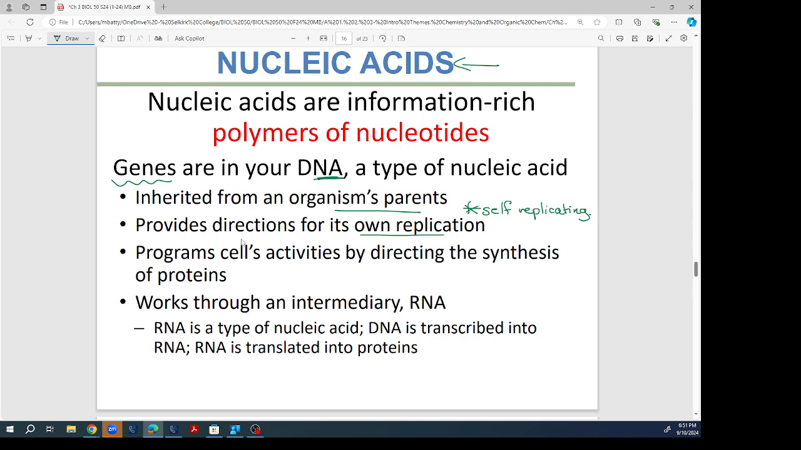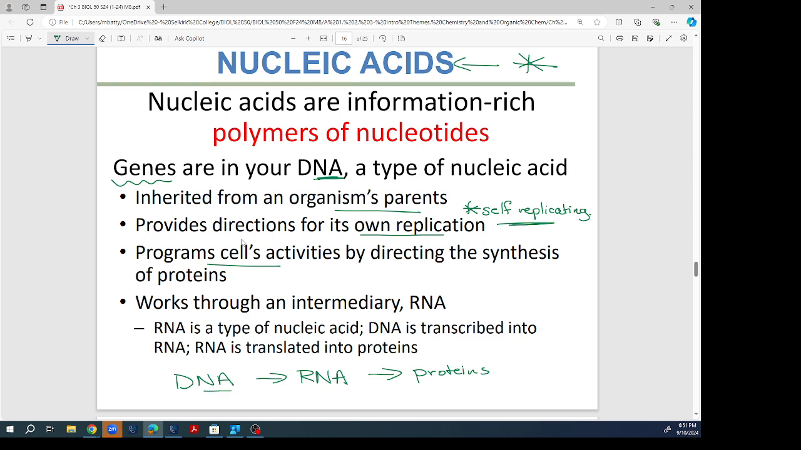Molecules of lipids don't self-replicate. So this is something that's unique to nucleic acids. And really, it's the programming that's in your cells. They direct the synthesis of proteins. So we have DNA, which works through an intermediary, RNA, to actually make proteins. And that's how it works in your cells.